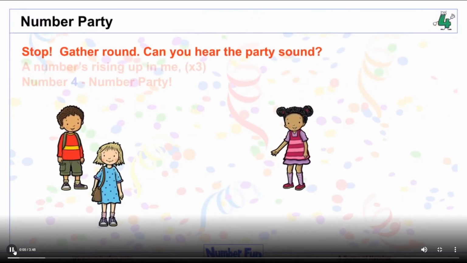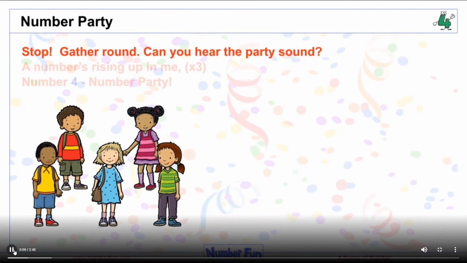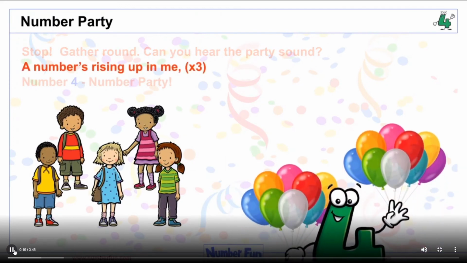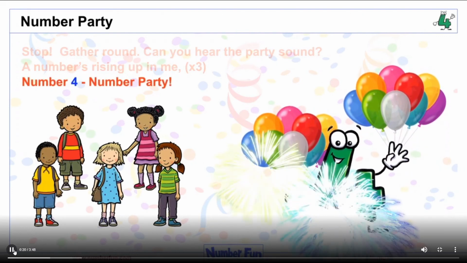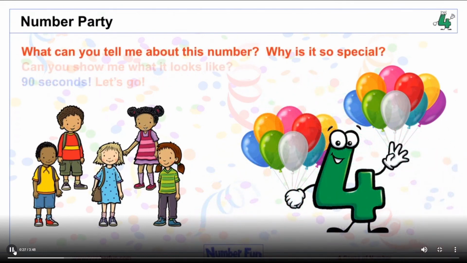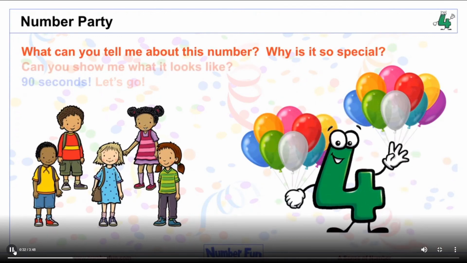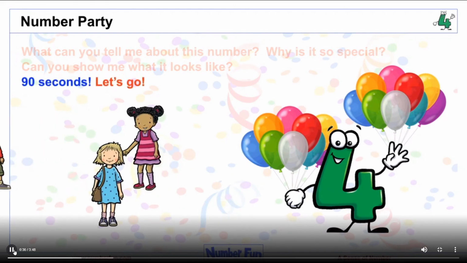Stop! Gather round, can you hear the party sound? A number's rising up in me, a number's rising up in me, a number's rising up in me. Number 4! Number Party! What can you tell me about this number? Why is it so special? Can you show me what it looks like? 90 seconds, let's go!